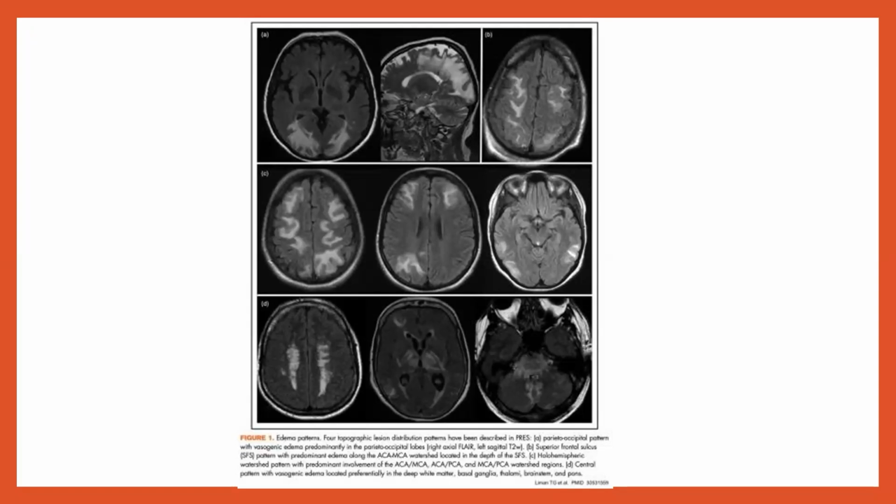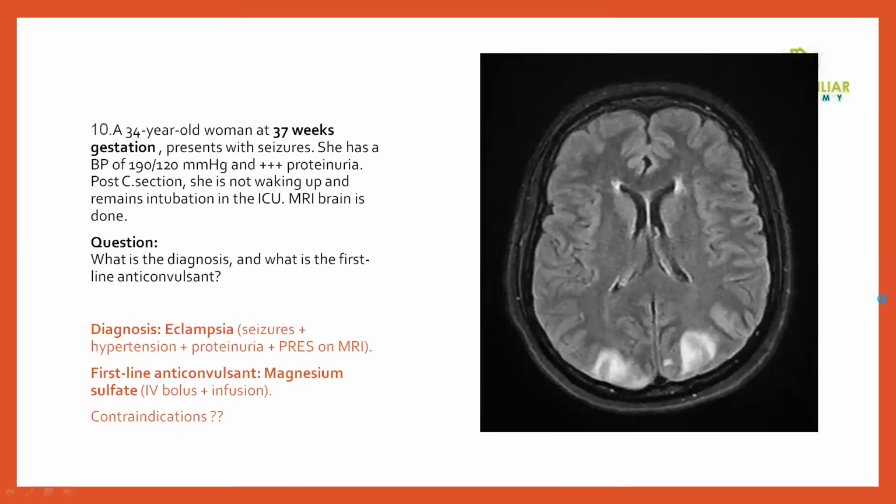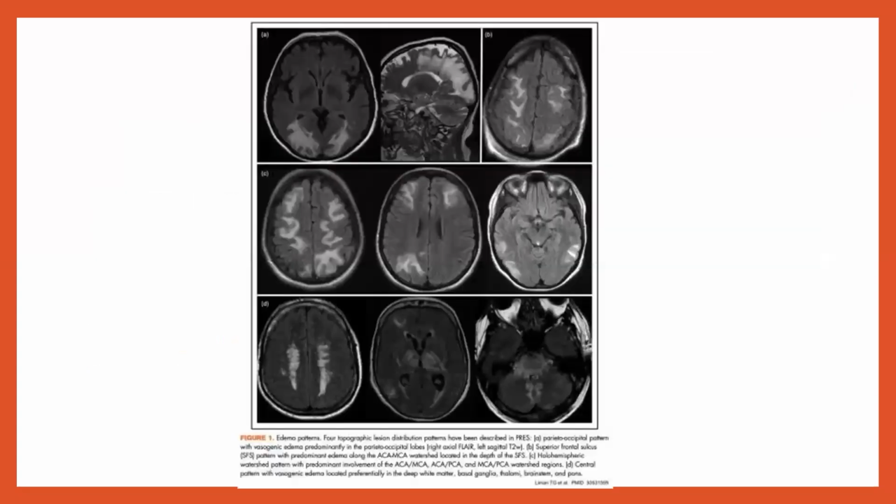So this is a T2 FLAIR sequence. If you check all the MRI images for PRES, it will be T2 FLAIR where you can pick it up. A radiologist may pick it up in other images as well, but it's best seen as bright structures in T2 FLAIR. That's all I have for this session. Any doubts, especially from those going for the exam?